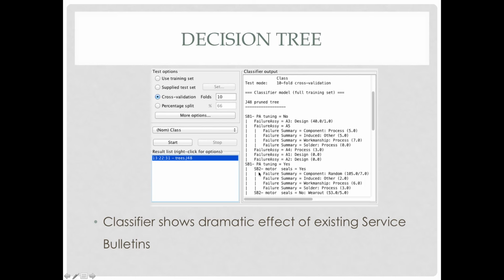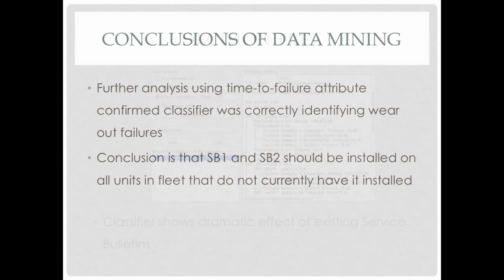Similarly, SB2, which improves the sealing of the motors to prevent water intrusion and premature wear out, if Service Bulletin 2 was not installed, there was a high likelihood of premature wear out failures due to that reason. So the conclusion from this data mining exercise is we actually have two very good fixes already available, Service Bulletin 1 and Service Bulletin 2. We should work on getting them implemented throughout the fleet.